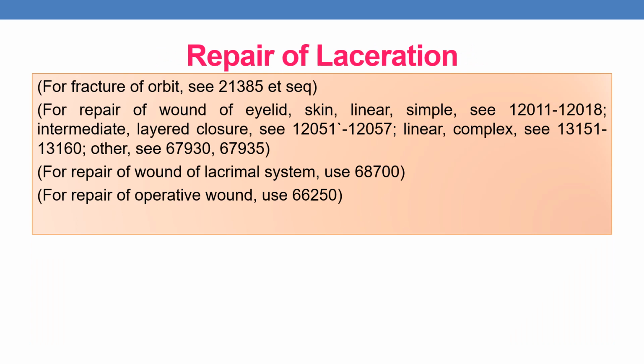Before going into CPTs of eyeball, here is the list of other CPTs. For the fracture of orbit, you need to see 21385 sequence. And for repair of wound of eyelid, skin, linear, simple, you need to refer to the codes 12011 and 12018. Intermediate layered closure, you need to refer to 12051, 12057. And for linear complex, you need to refer to 13151, 13160. And for others, you need to refer to 67930 and 67935.